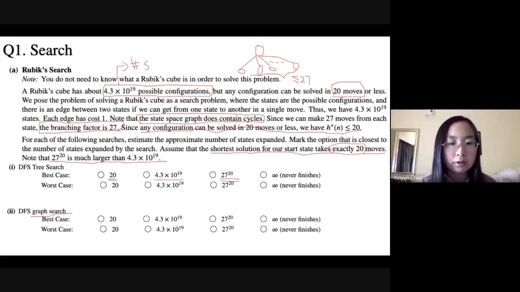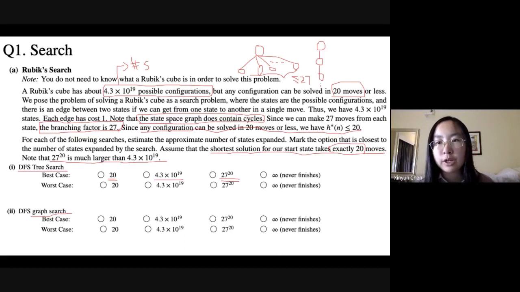Okay, so after understanding these numbers, it will be relatively easy to solve the concrete questions. Let's go through them one by one. Let's take a look at the DFS tree search first. For DFS, recall that for each search procedure, we go down one path to the end, until there are no nodes that we can visit anymore.